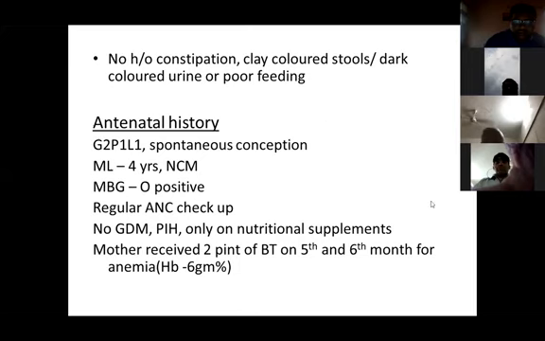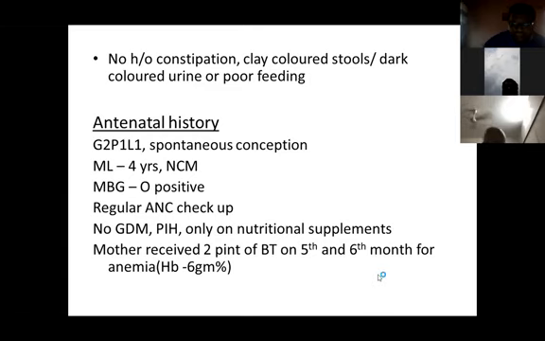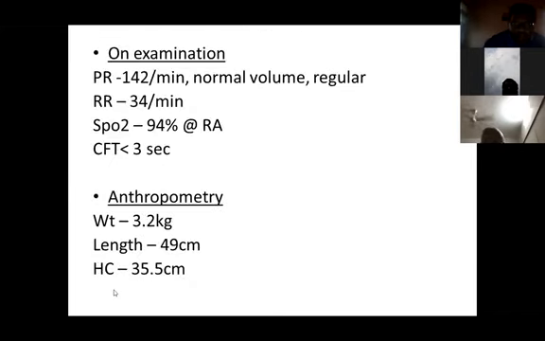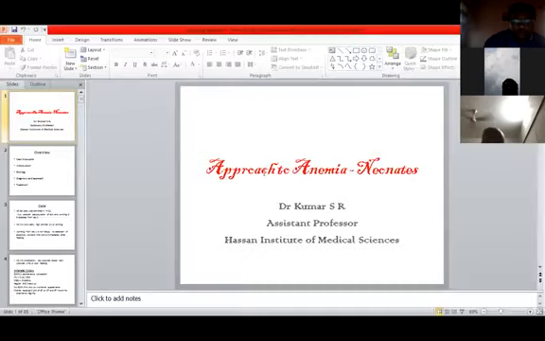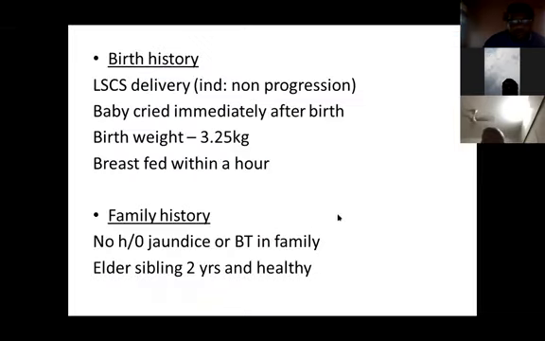Mother received 2 pints of blood transfusion in the 5th and 6th month for anemia. Her hemoglobin was 6 gram percent. Birth history: baby was born by LSCS, the indication was non-progression. Cried immediately after birth. Birth weight was 3.25 kilo and breastfed within 1 hour.